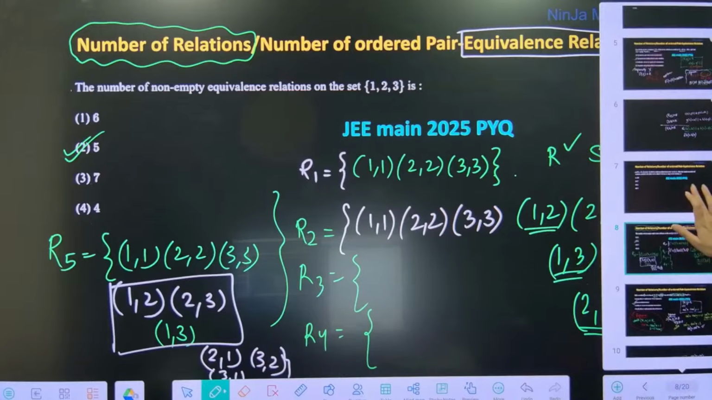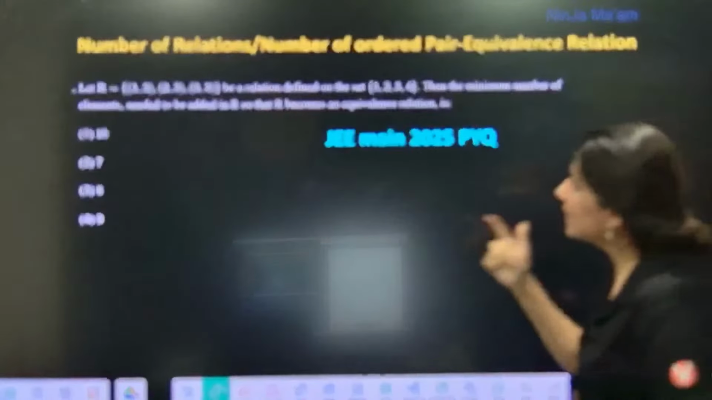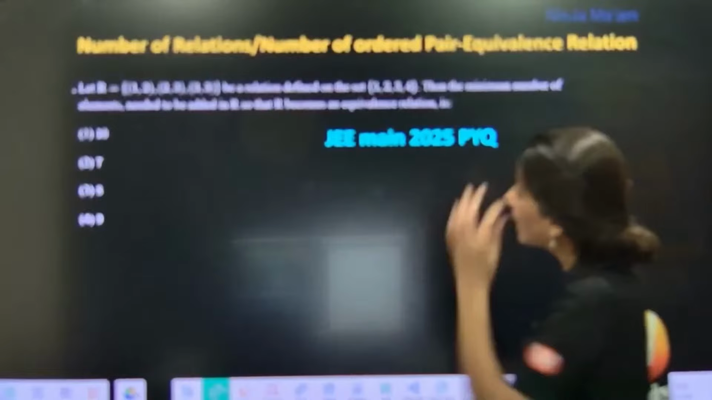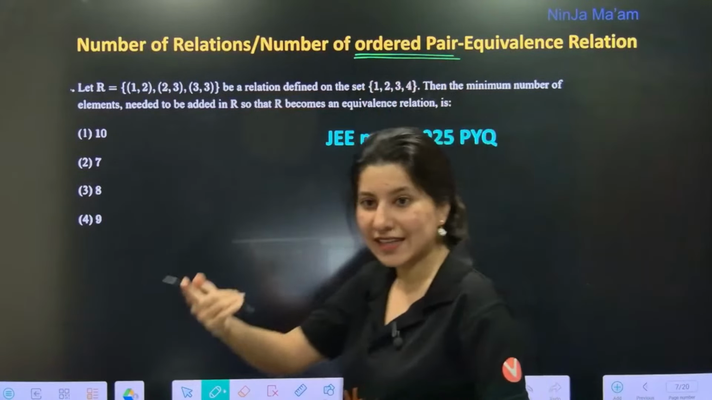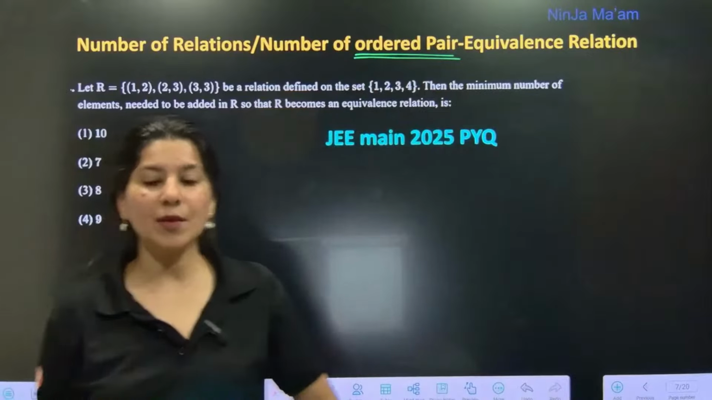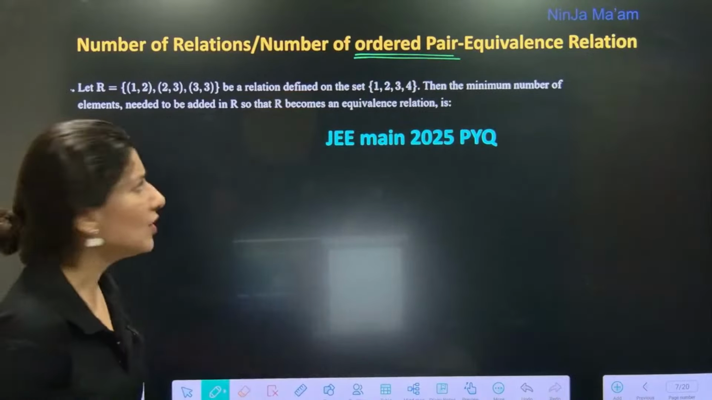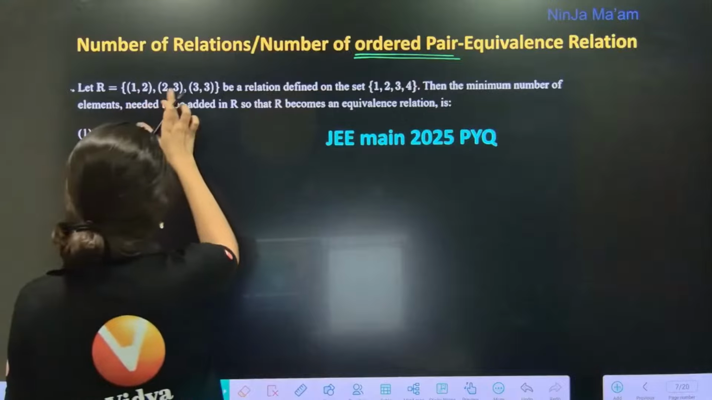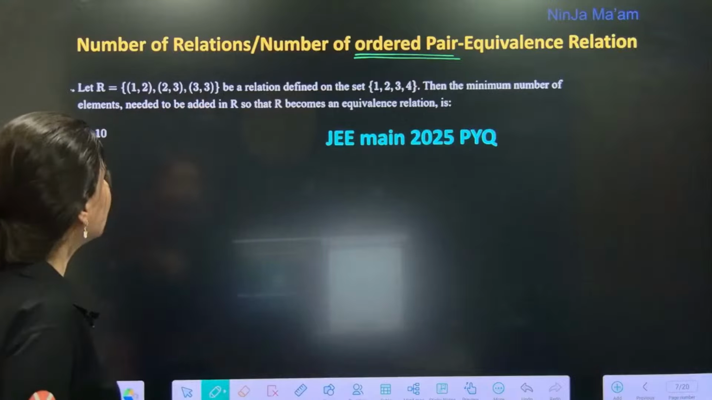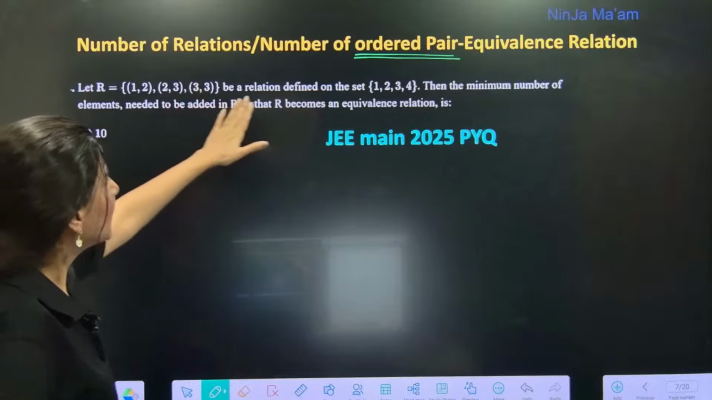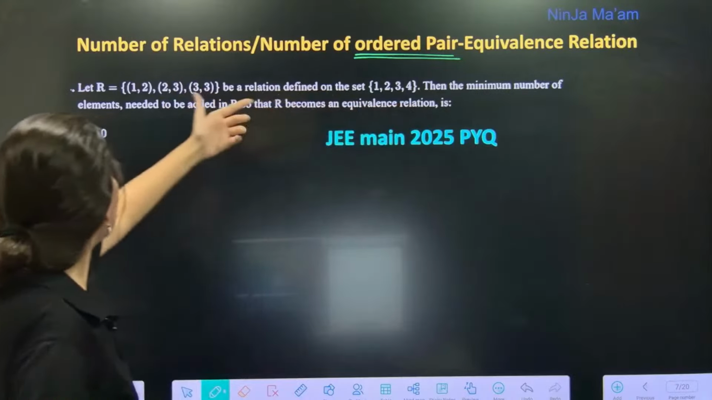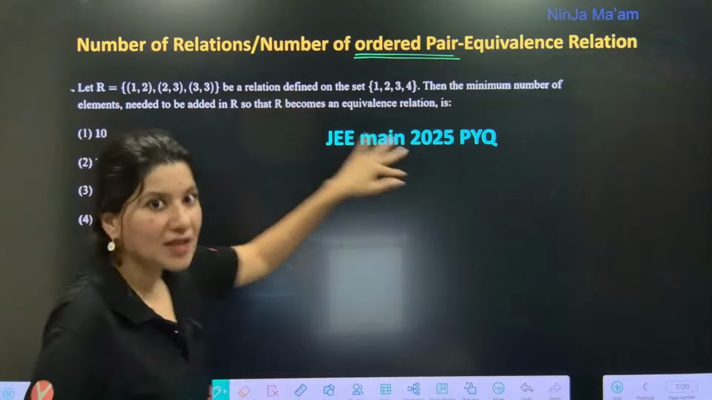Now one more question on your screen. This time they are talking about the minimum number of ordered pairs. A different category of question. So let's solve it. R is equal to {(1,2), (2,3), (3,3)}. So this is already added in the relation. Now they want us to add the minimum number of elements so that it becomes an equivalence relation.